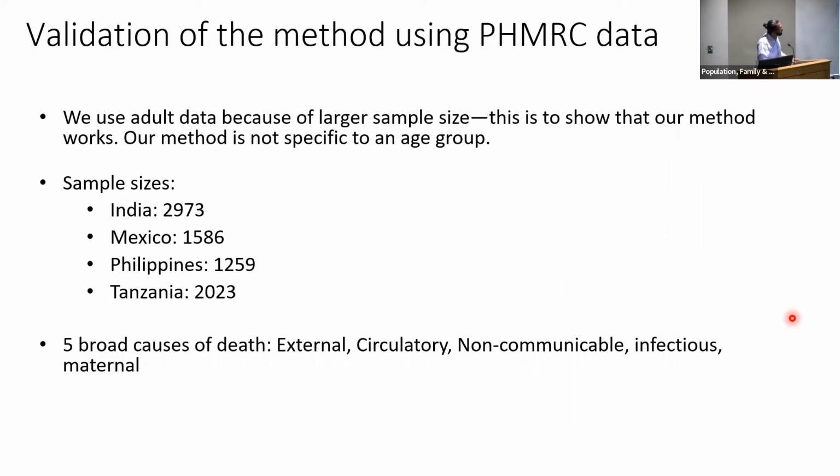We use the adult data for PHMRC because it had the largest sample sizes, but the method is not specific to any age group. It works for all age groups as long as you have gold standard data. These were the sample sizes. We grouped the causes of death into these 5 broad causes.